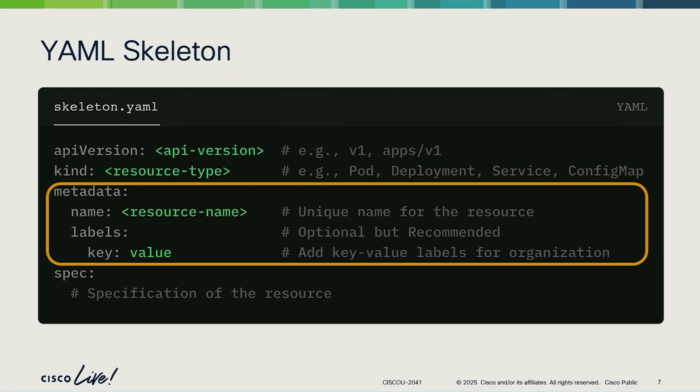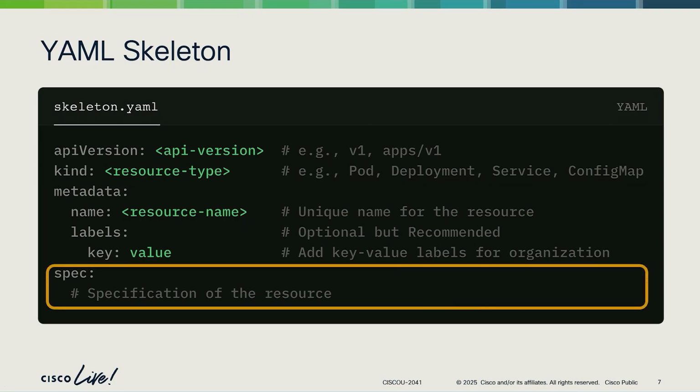Labels help you with organizing your resources, and they also help you with selection. Selection is something we are going to discuss a little later, but right now you can think labels can help you with organizing your data, organizing your resources. So it is always a good practice to give meaningful names to your labels. Then you have the spec section.